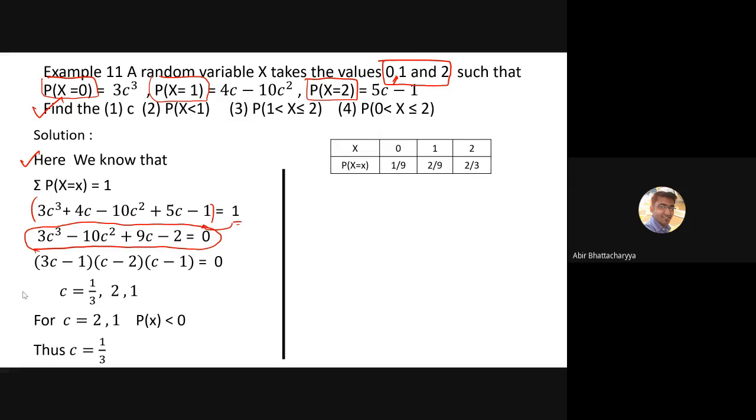If you don't know, you just have to use the hit and trial method. Put c equals 1. If I put c equals 1, it will satisfy this equation: it will be 3 minus 10 plus 9 minus 2. That means minus 7 plus 7, it is 0. That means c equals 1 is satisfying. So c minus 1 is a factor.